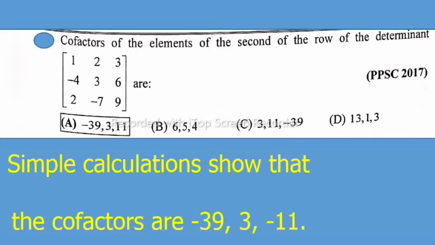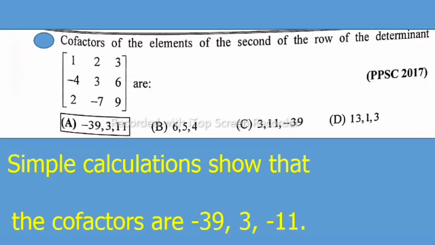Next, second row, second element, that is equal to 3. So second row and second column, neglect, that is minus 1 power 2 plus 2 into (9 times 1 is 9, minus 3 times 2 is 6), 9 minus 6 is equal to 3, so 3 into 1 is equal to 3.